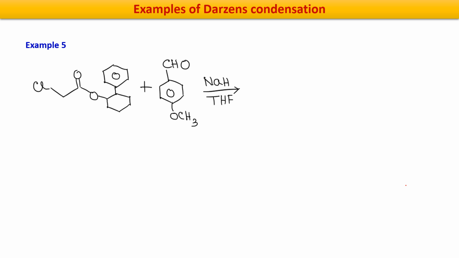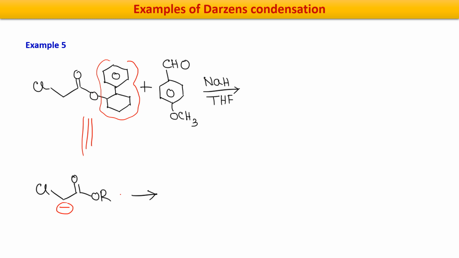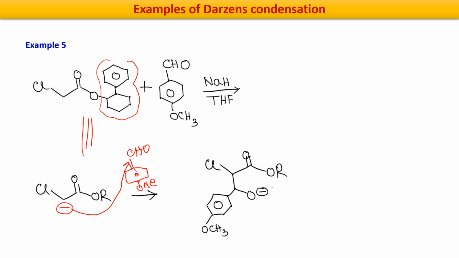Next example. Now this is also an alpha halo ester, but look at this. This group you can convert to R. Now once you have converted to R, it will be like this. Negative charge is here. These two are basically the same, right? Negative charge will be here, and this negative charge will attack at this aldehyde OMe. So once it is attacking at this position, negative charge will be over oxygen.